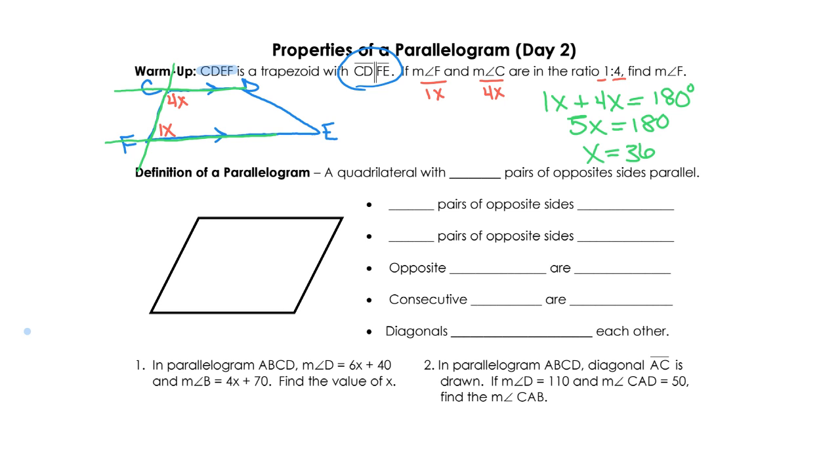Now they want to know angle F. So when we go back to the picture and we look at angle F as 1x, 1 times 36 is 36. And so we can now say that angle F equals 36 degrees. Done.